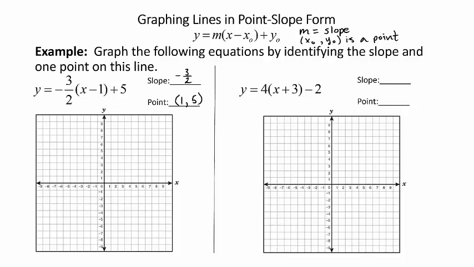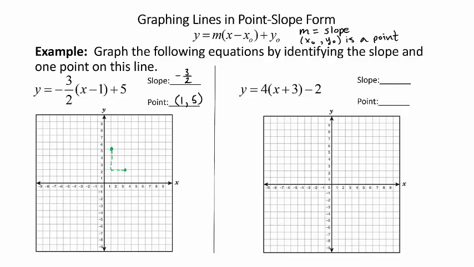That's the x naught, y naught that's there. Okay, so let's use what we know about these two things to graph this line. All right, so the first thing I'm going to do is plot the point that we're given there, 1, 5. Where is 1, 5? Here we go. Okay, so we'll plot that point and then use the slope. Now the slope is negative 3/2, all right? So because it's negative, instead of being a rise over run, we're going to fall over run, right?